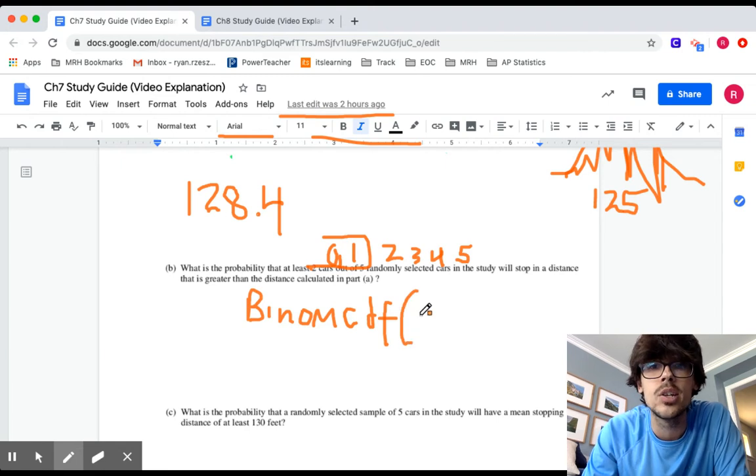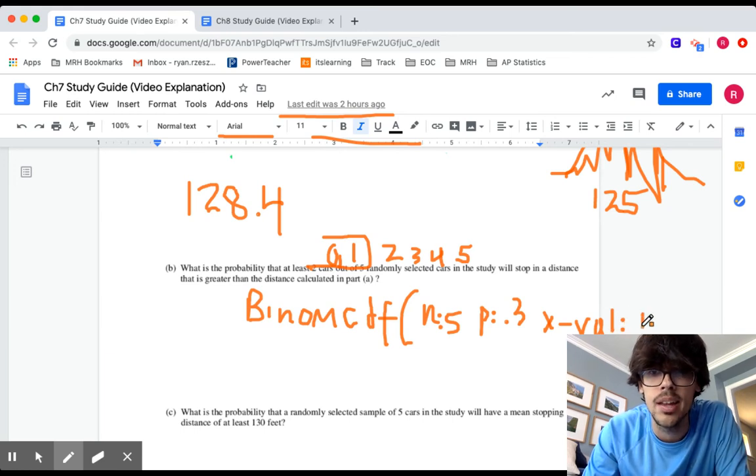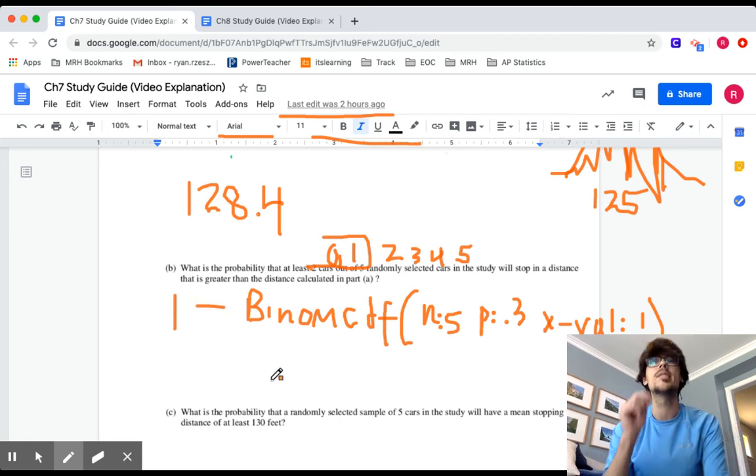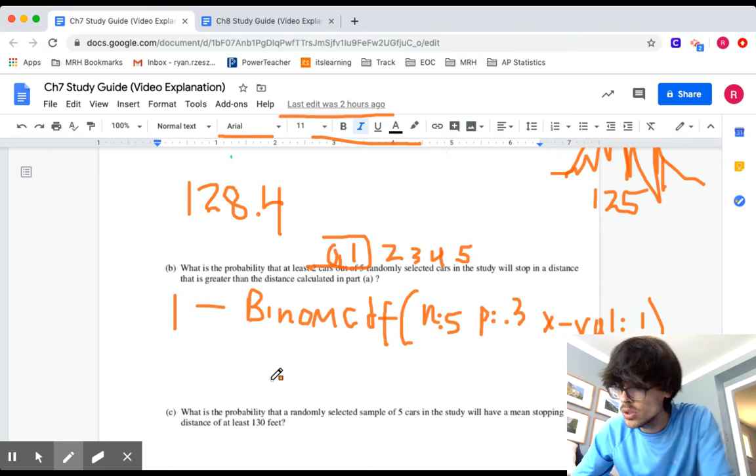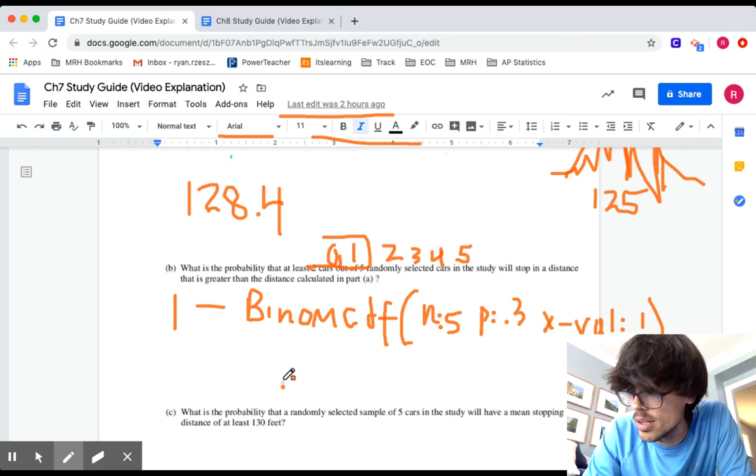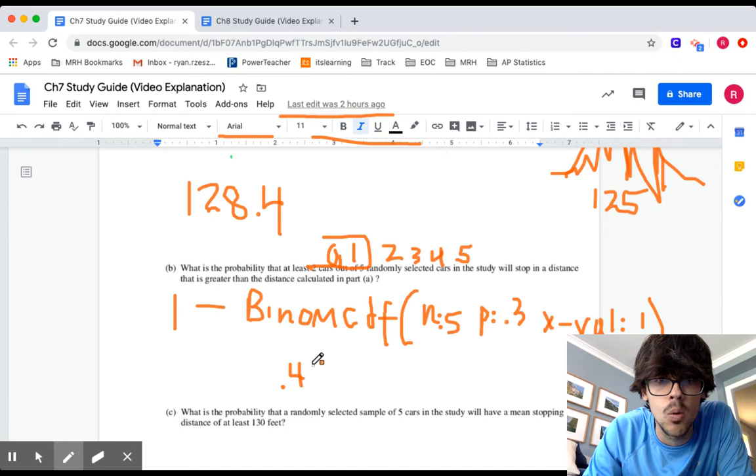So when I do this, my trials is going to be 5. My, what else do I need to write? My probability is 0.3. And then my x value is going to be 1 because CDF always does less than or equal to. We've been practicing binom quite a bit in these last couple chapters, so hopefully that is feeling pretty fresh. It comes up a lot on the AP test. And I would need to do a 1 minus on this because I want to get everything else but the 1 and the 0. If you actually do this, the answer for this one ends up being 0.4718.